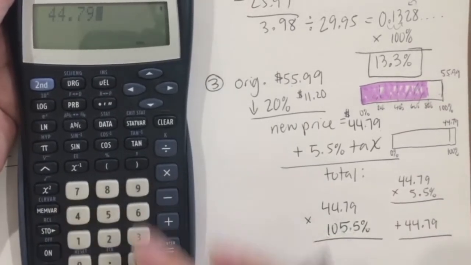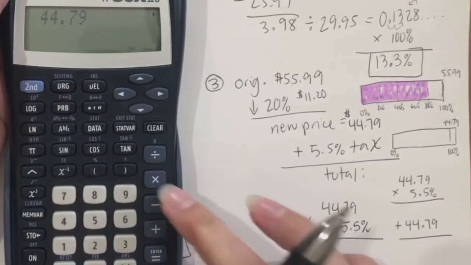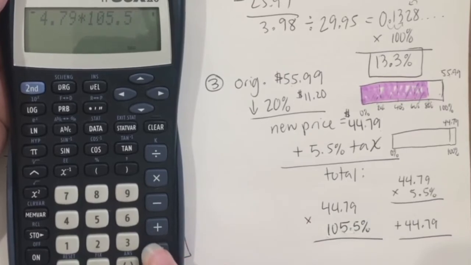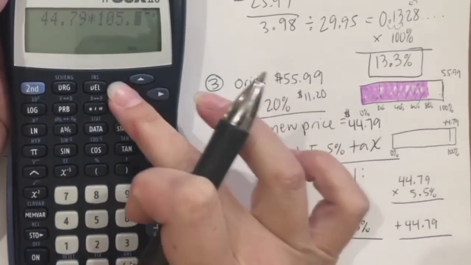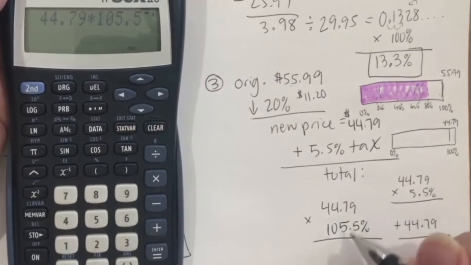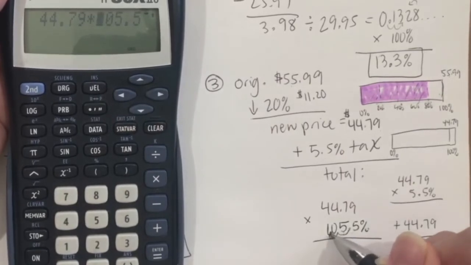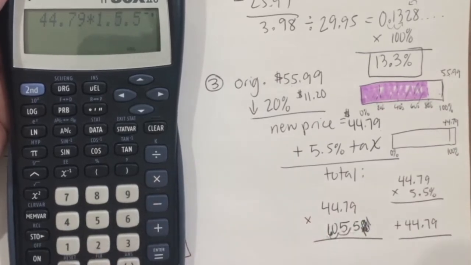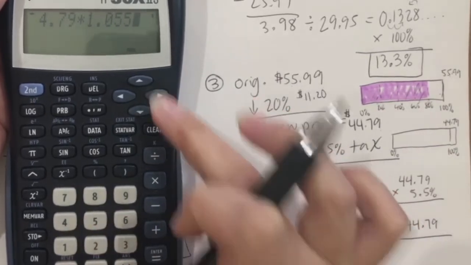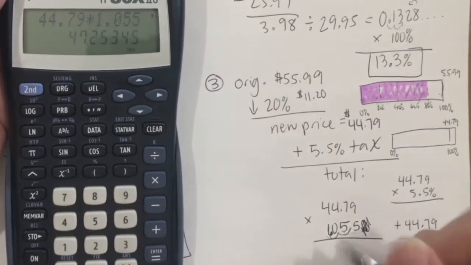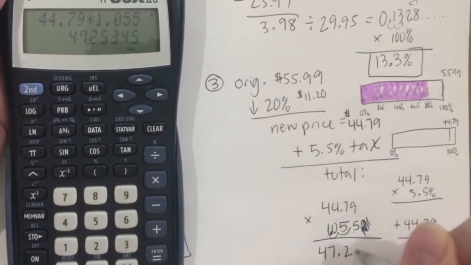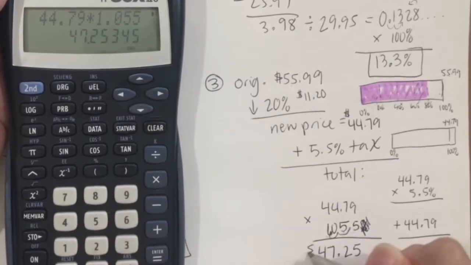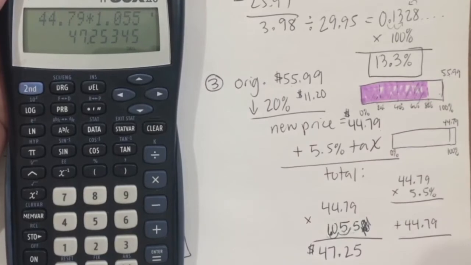Let's do it. 44.79 times 105.5. Oops, I did that wrong. We have to convert it to a decimal, which means we move the decimal twice, and then we get rid of the percent. So times 1.055. Okay? That is 47.25, and the 3 does not make the 5 round up, so our total is 47.25 after tax.